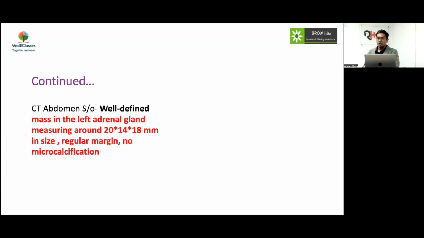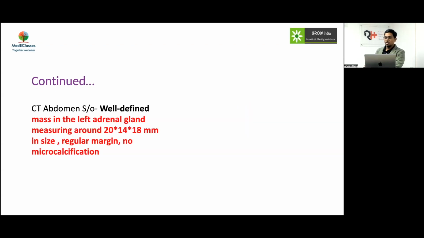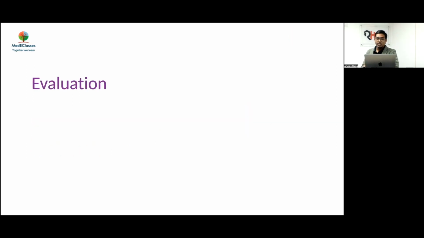So what went on at that time? The diagnosis put by the treating physician was that the patient may have an adrenal incidentaloma with a query left adrenal pheochromocytoma, and after this initial investigation they referred to us. So now the story has started from our clinic.